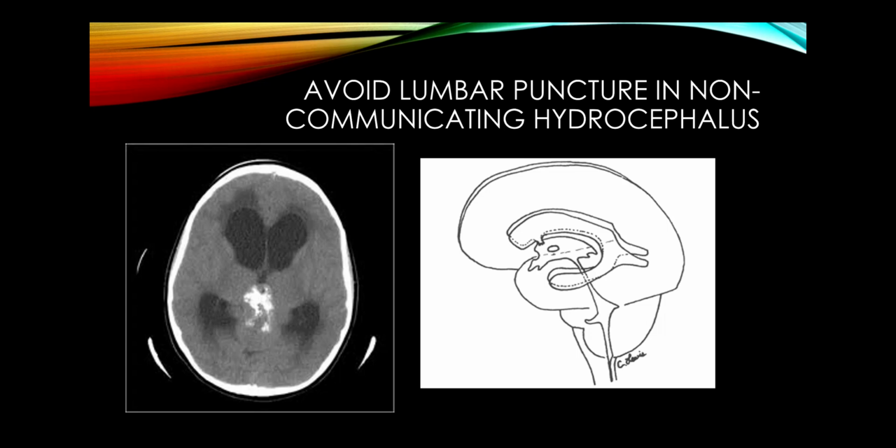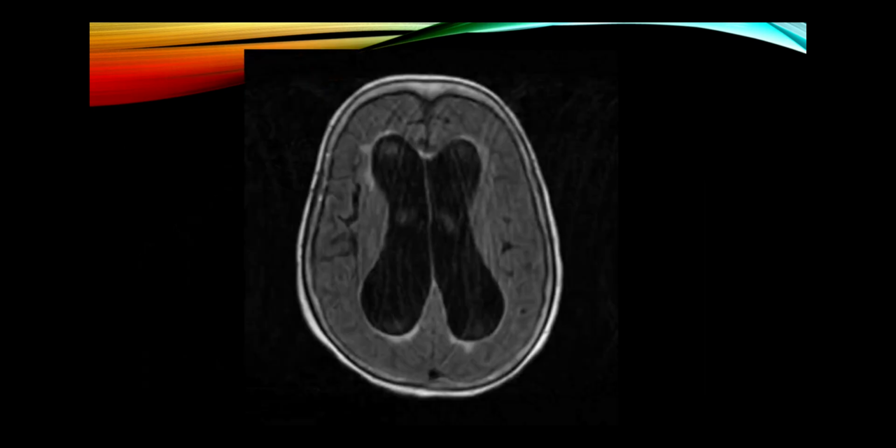And if you do a lumbar puncture in this patient, you would be creating a dramatic pressure gradient between the lateral ventricles, which are under a lot of pressure here, and then you're lowering pressure in the lumbar cistern, and so the entire contents of the brain could herniate and the patient could die when you do a lumbar puncture. Okay, so never do a lumbar puncture in a non-communicating hydrocephalus.